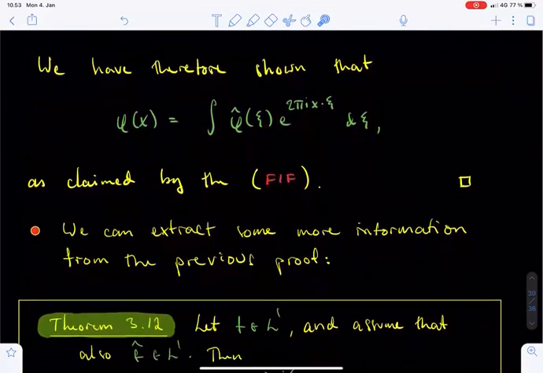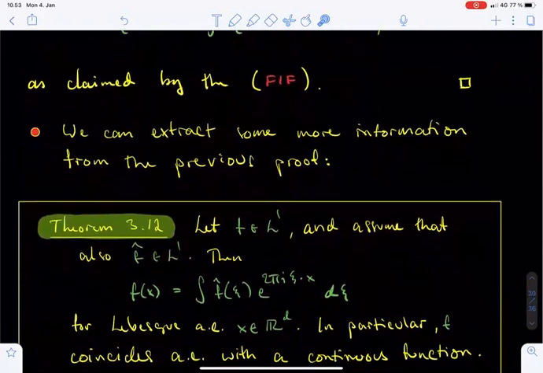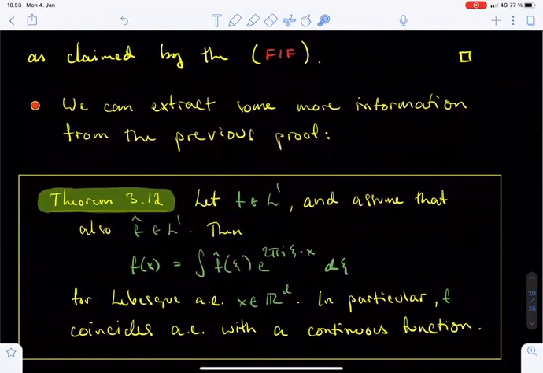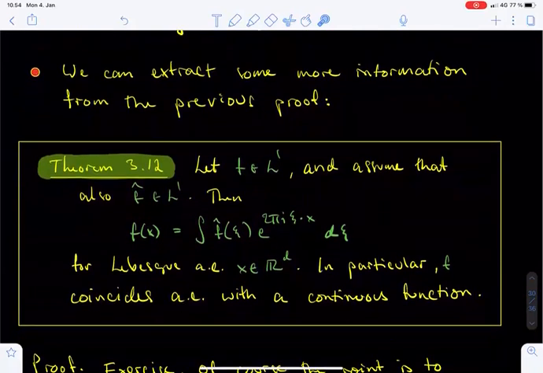We conclude the lecture by pointing out that one can extract a bit more information from the proof above. Theorem 3.12 is often known as the Fourier inversion formula for L1 functions. Let f be an L1 function and assume that also the Fourier transform of f is an L1 function. This is a very strong additional assumption, and it is definitely not true for general L1 functions. Under this assumption, f of x equals, for Lebesgue almost every x, the integral of f hat at xi times e to the power 2 pi i xi.x dxi.